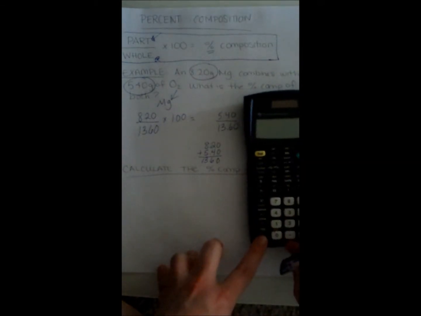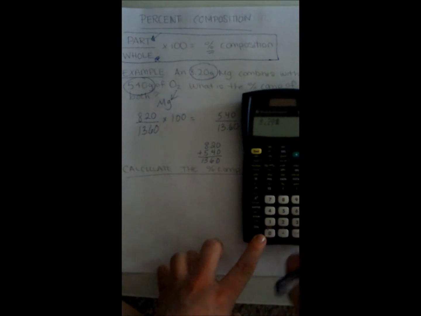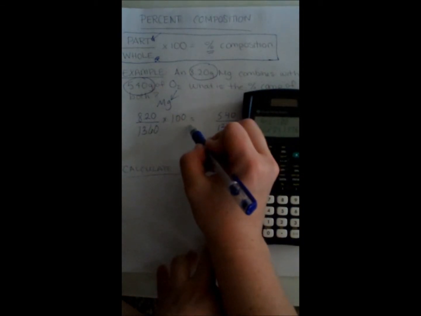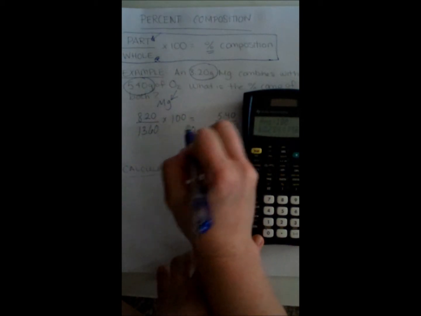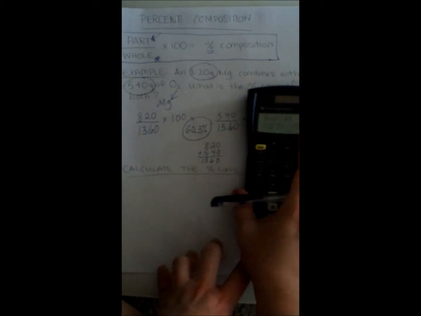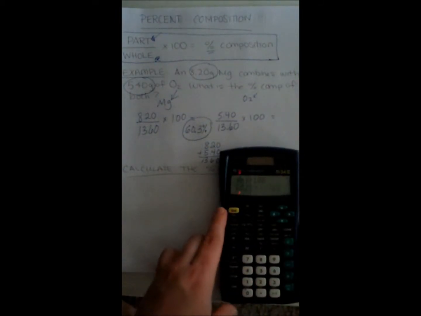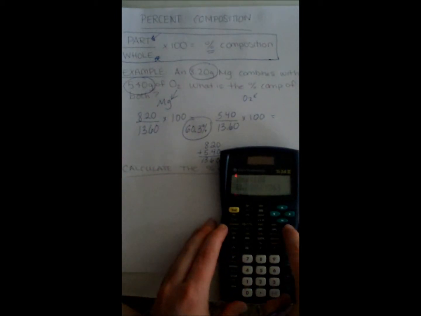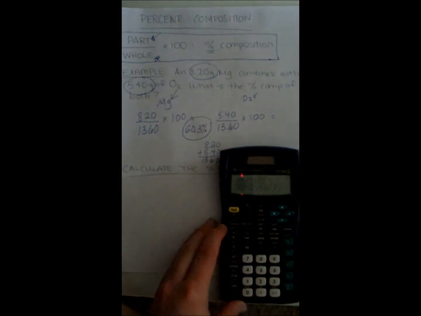So in our calculator, we're going to do 8.20 divided by 13.6 times 100. We have 3 sig figs and 4 sig figs, so I'm going to take it to 3. So I'm going to have 60.3%. We can already guess what our percentage of the next one's going to be. It has to add up to 100, so about 40%. So let's prove it. We're going to have 5.4 divided by 13.6 times 100.